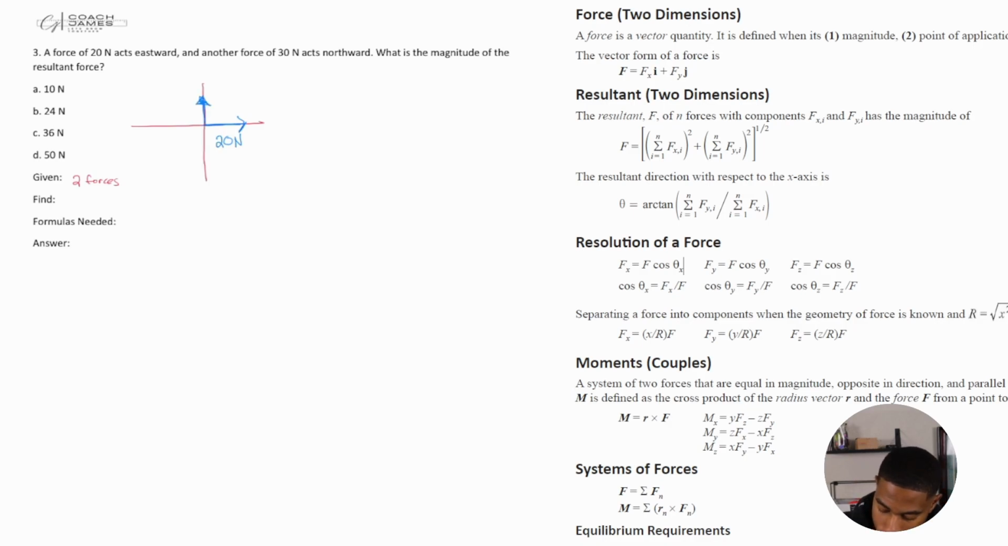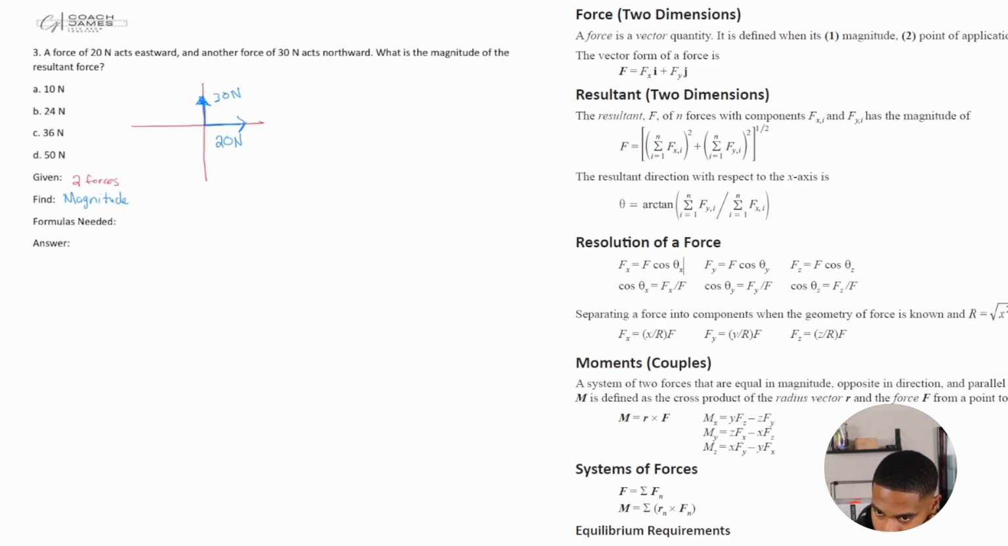And that one is 30 newtons. And now you're trying to find the magnitude. Okay, so what formulas do you need? Well, anytime we have magnitude, same as the resultant force, which is F is equal to the square root of the sum of the forces in the X squared plus the sum of the forces in the Y squared.